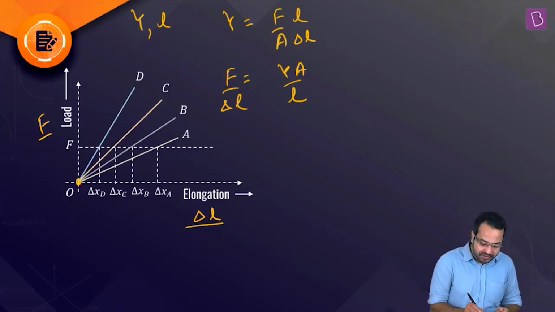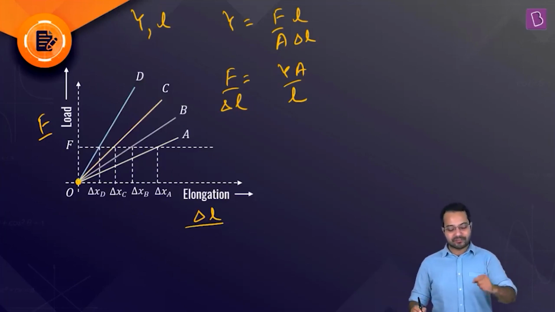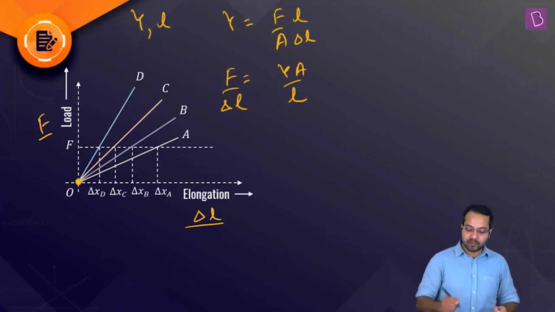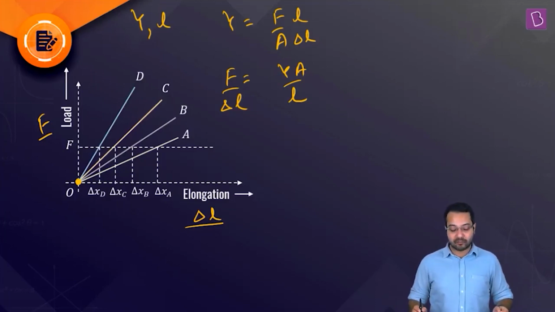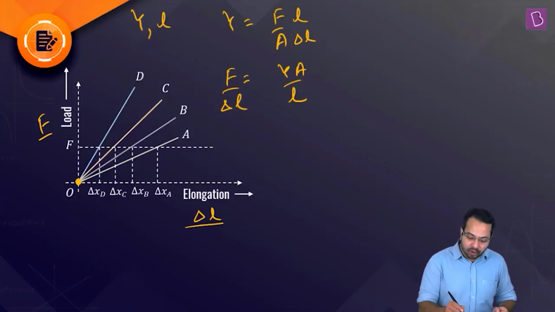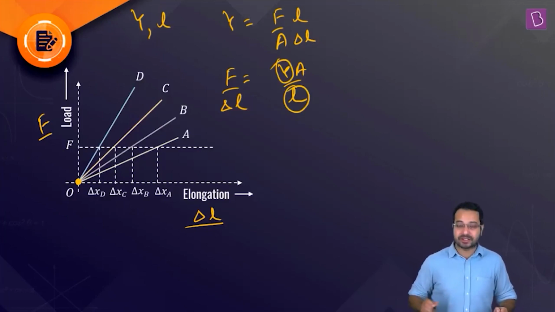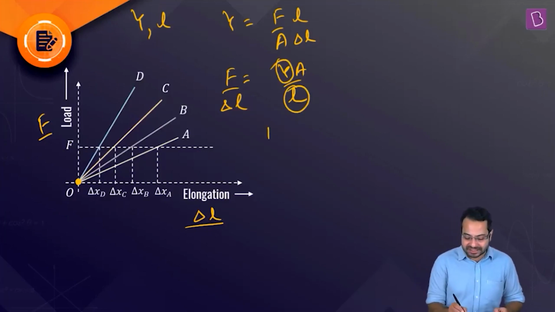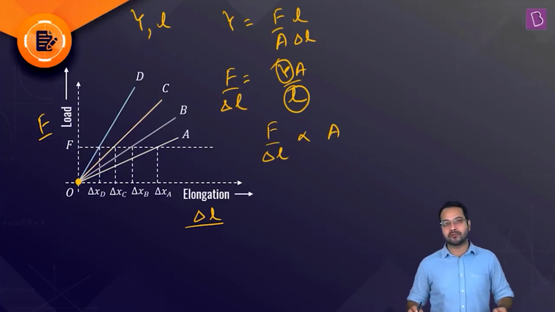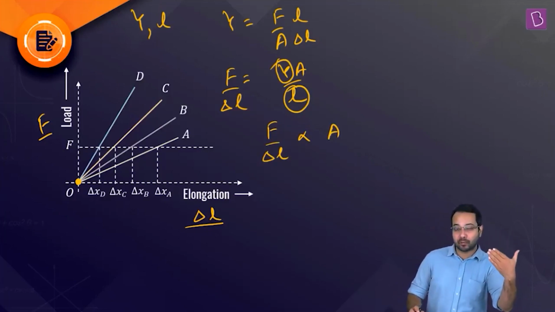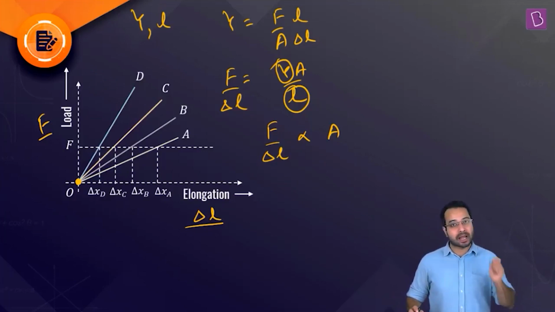All of these lines are passing through the origin. So F by delta L is given by the slope of the line. Is that correct? So the slope of the line is basically given by YA upon L. Now all of them have the same Young's modulus, so this is a constant. They have the same length, so this is a constant as well. So what we see is that the slope of this curve is proportional to the area of cross section. So if a wire has larger slope, it will have larger area of cross section, and vice versa.